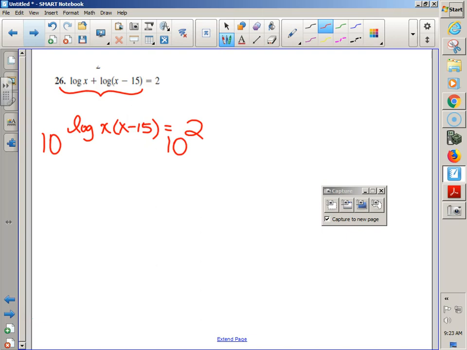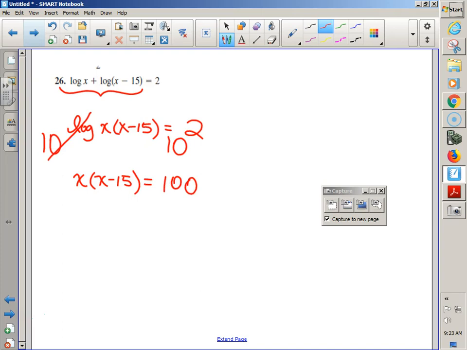It would be totally illegal up here to do 10 to the power of because you guys would distribute that, and that is not a legal math move. If you're curious as to why, come see me some other time. But for right now, condense the log. Now I can cancel out those two and say x times x minus 15 equals 10 squared, which is 100.